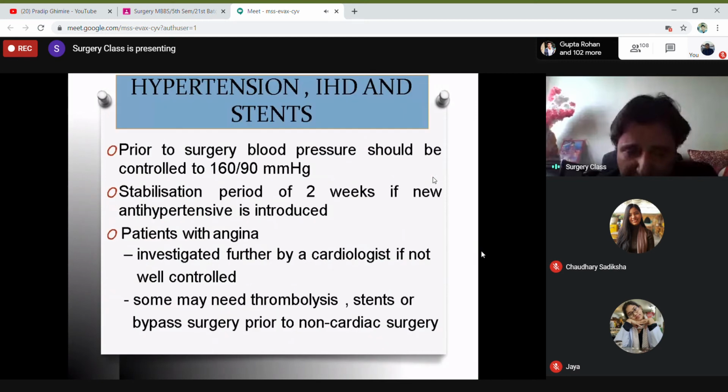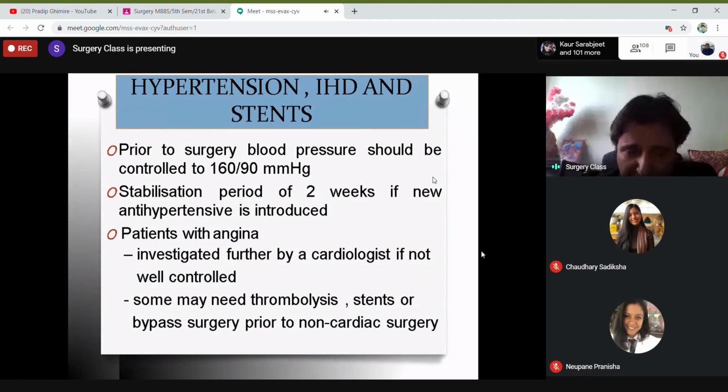Some patients have hypertension, ischemic heart disease, and stents. Prior to surgery, the blood pressure should be controlled to around 160 by 90 millimeters of mercury. It is just an arbitrary value, for you to understand that it should not be more than the upper limit of normal. Even if you see hypertensive patients, you have to consult the cardiologist or physician, give the medication for 2 weeks minimum, so that the pressure comes under control, and then you plan for further intervention.